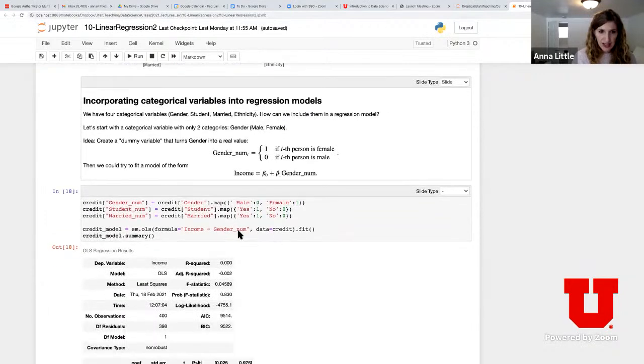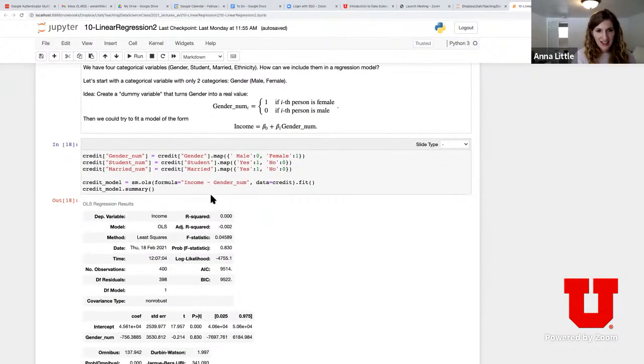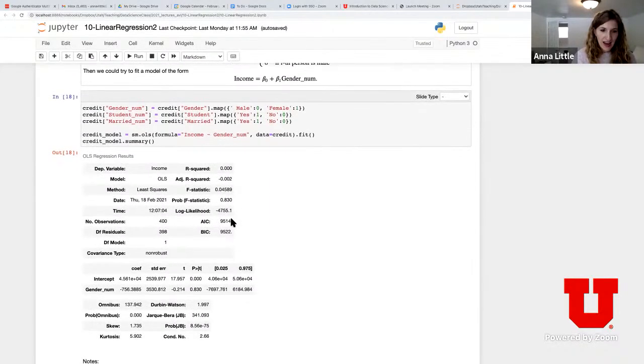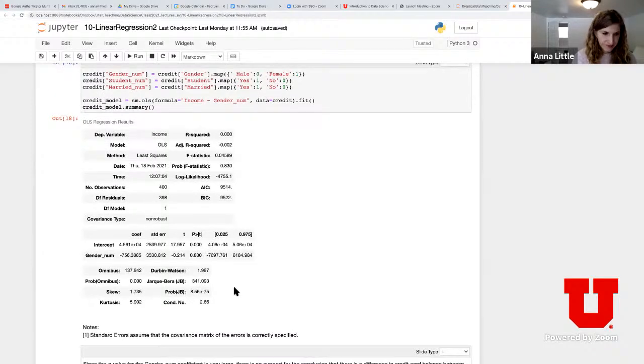And so you can see here what will happen if you run a regression model trying to predict income just from gender. As you might guess, that does not go so well. There's not a strong relationship. You get an R squared of 0, and you get this coefficient on gender that is very large.